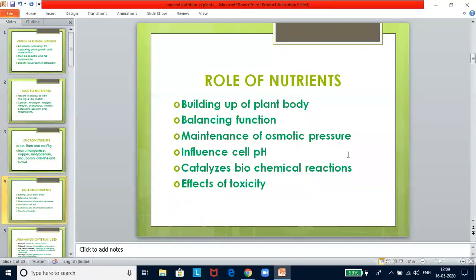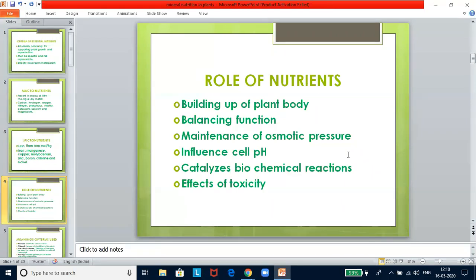They build up the plant body. In the formation of a plant body, various minerals are found in the protoplasm and cell wall of the plants. For example, nitrogen and sulfur are found in proteins, phosphorus in nucleic acid, magnesium in chlorophyll, and iron in cytochromes. Balancing function: some salts or minerals act against the harmful effects of other nutrients, thus balancing each other.